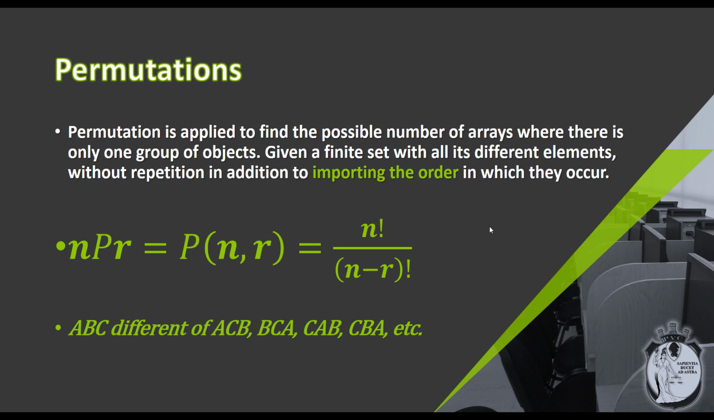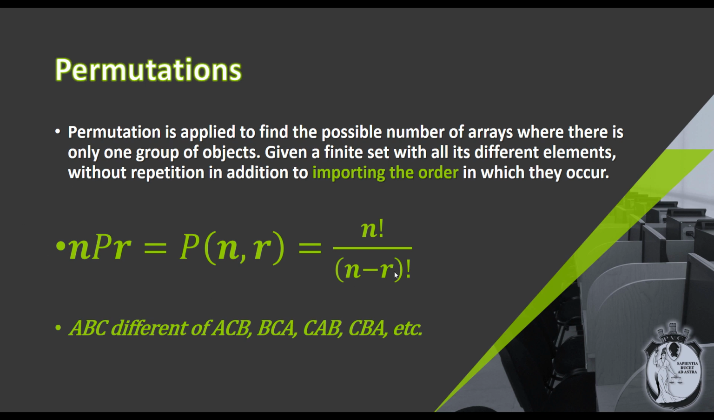The permutations. You can apply that kind of counting technique when the order matters for the mixes that you will create. For example, if you have the case ABC, it's different from ACB, BCA, CAB, CBA, etc. In that case the order matters, so they are different. You need to remember that to apply permutations.